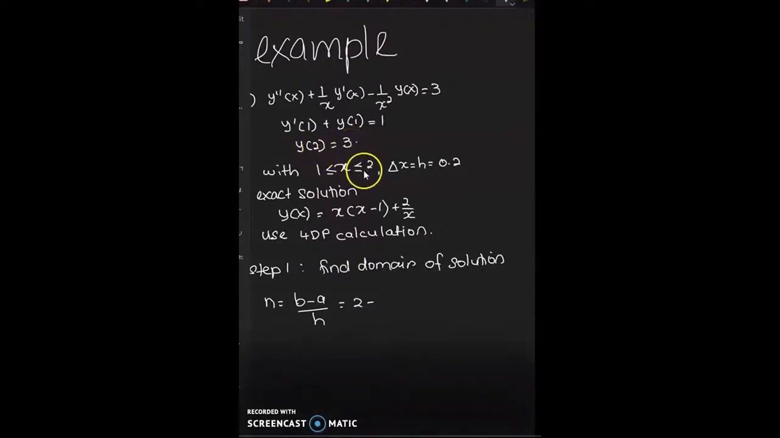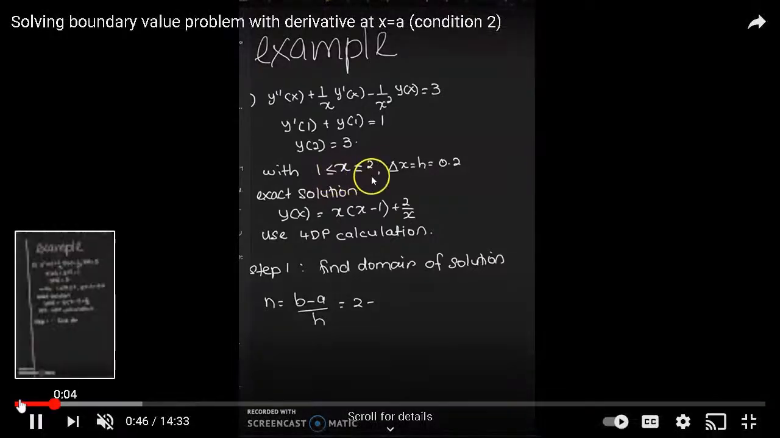Y we don't know, the value of y we don't know. But we know n. n is (b minus a) divided by h. What is b? b is 2. What is a? a is 1. What is h? h is 0.2. 2 minus 1 divided by 0.2 is equal to 5. So you have 5 points to get.